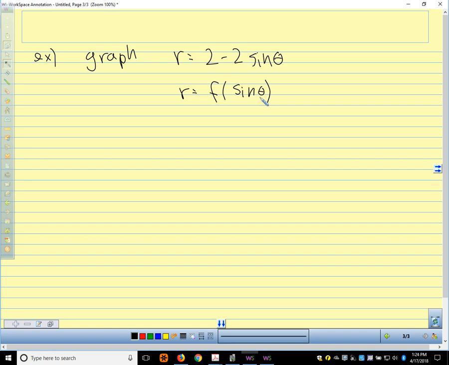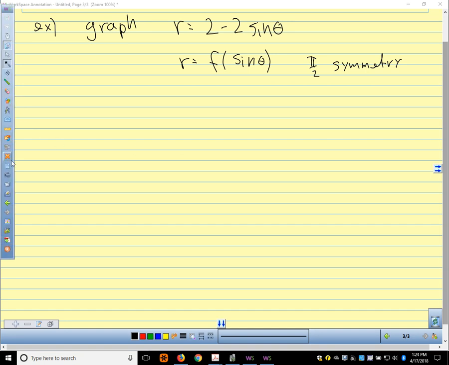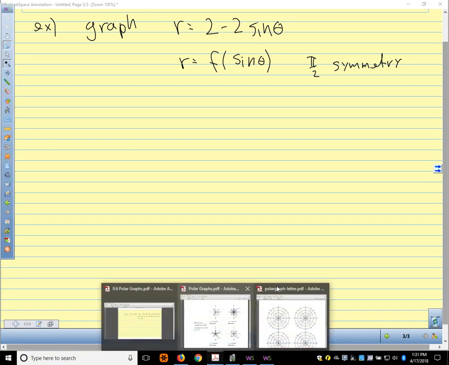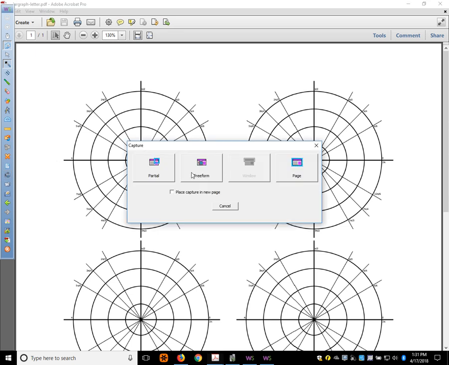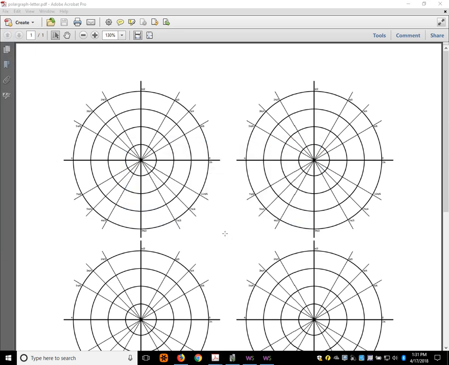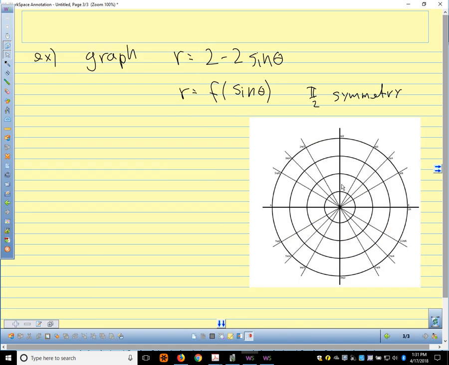So what kind of symmetry is this going to have? Vertical, right? Vertical or pi over 2 symmetry? Yeah. So all we need to do is sketch one half, and we'll have the other half. So let's sketch a graph of this thing. Let me get some graph paper here. And we'll make our table of values, theta and r.